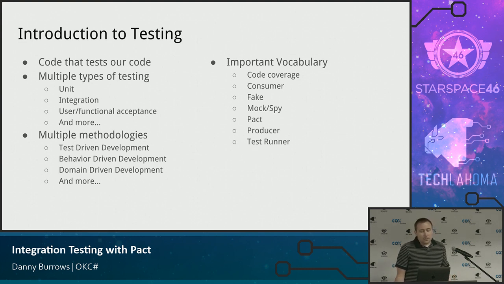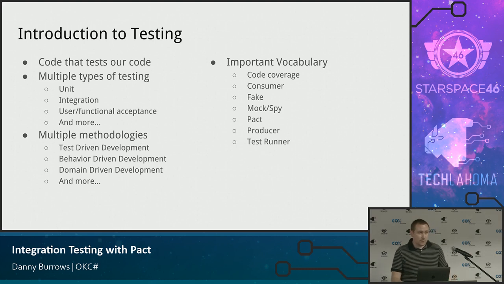So at its core, what is testing? Testing is essentially code that is written to test other code that we've written. There are a number of ways that you can write it, but at its core, it's usually written in the same language that you write your actual code in, but that's not always the case. And this is where Pact is going to come in and shine a little bit.